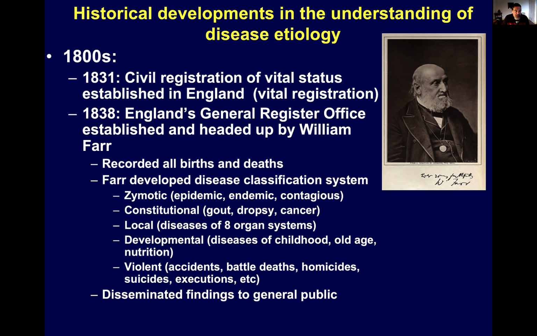In the 1800s, the recommendation that Petty and Graunt had put forward in the 1600s about establishing a central government office to register births and deaths didn't quite happen right away, but by 1831, the government of England saw fit to establish such an office. The General Register Office of England was headed up by William Farr beginning in 1838, and this office was responsible for capturing information on all recorded births and deaths. Farr also developed a disease classification system that was a little bit more systematic than the one we saw in the bills of mortality.